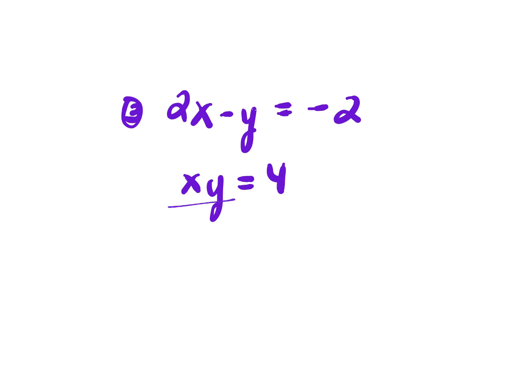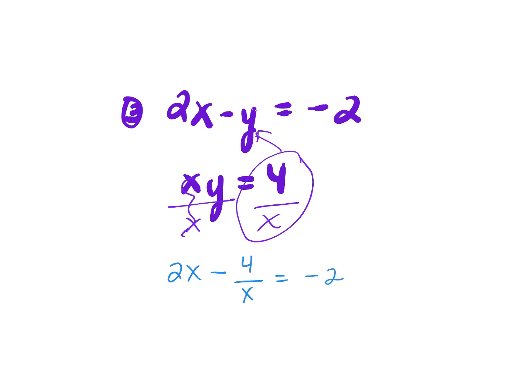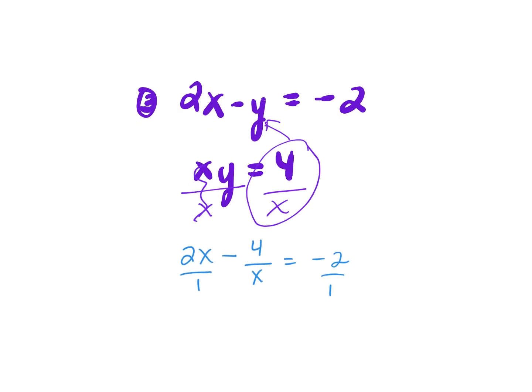Y? Okay, so I'm going to divide both sides by x. Right? So everywhere I see a y, I'm going to plug in that. So 2x minus, instead of y, I'm putting 4 over x equals negative 2. All right, we have a denominator. Doesn't matter if it's a letter or a number. We have a denominator and we don't like it. So what can I multiply everything on both sides of the equation by to make my denominator go away? It can be a letter or a number.